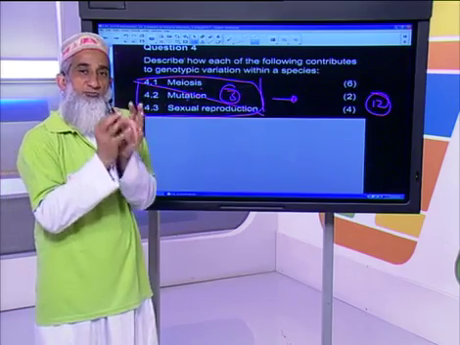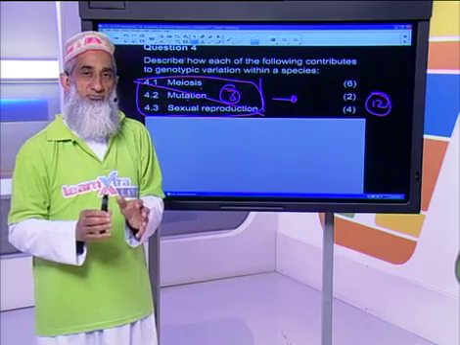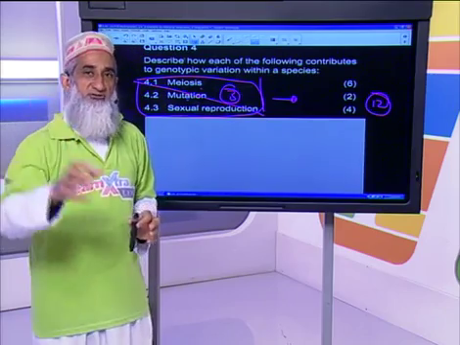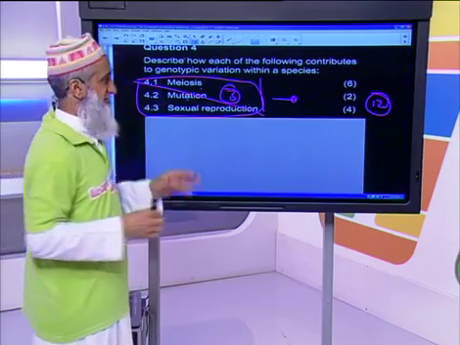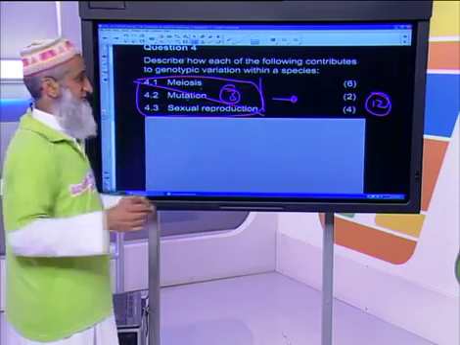In this particular case, keep it simple. We just want to know that a mutation is any change in the gene, that's a gene mutation, or in the chromosome, that's a chromosomal mutation or a chromosomal aberration. Good.